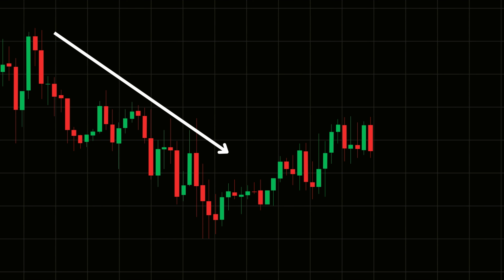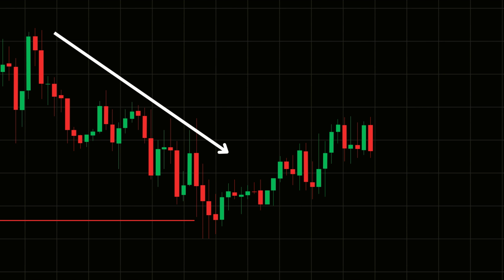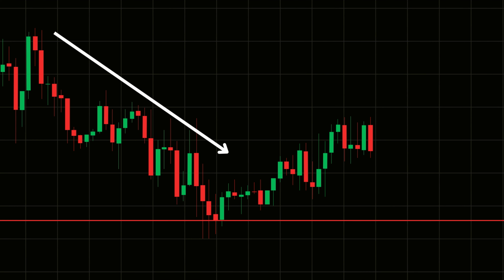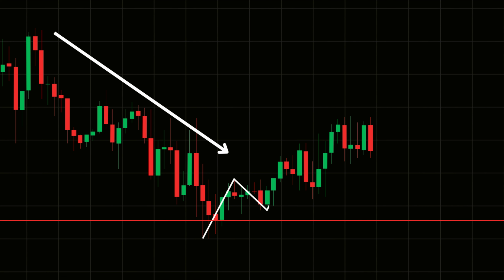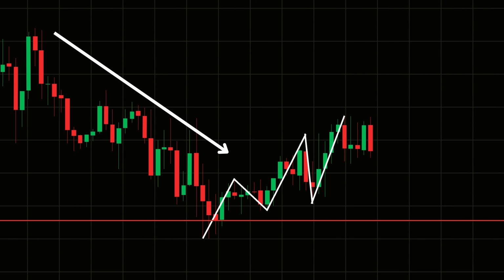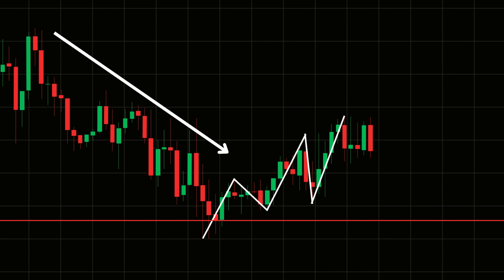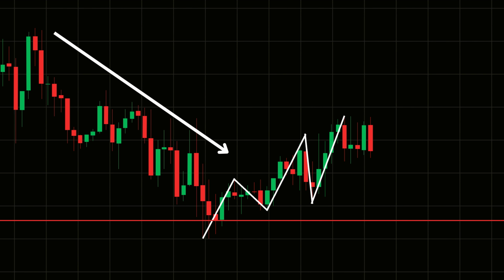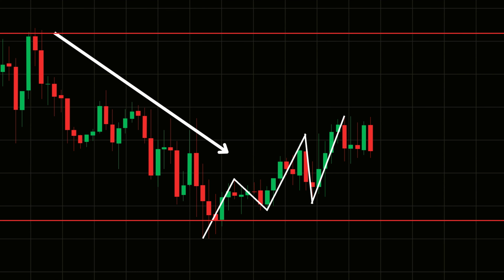Now, shifting our focus to the 1-hour chart, we can observe that the price had been in a prolonged downtrend. However, after reaching a key support level, the market failed to push lower despite multiple attempts. Instead, it began forming a clear structure of higher highs and higher lows, a classic indication of a bullish reversal on this higher time frame. With both the 1-hour and 15-minute charts reflecting a bullish trend, this alignment strengthens our directional bias.